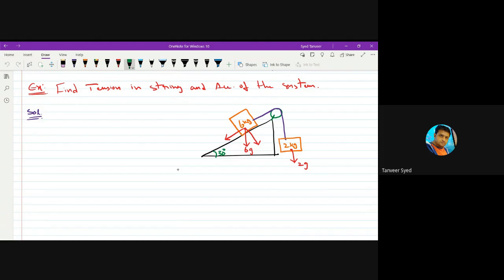Right. See, what you do in this situation is we resolve it into two components. One component along the incline, another component perpendicular to the incline. And from geometry, if this angle is 30 degree, this angle will be 30 degree. What will be the components? This will be 6g cos 30. And this will be 6g sin 30. Sin 30 is 1 by 2, so 6g by 2 is 3g.